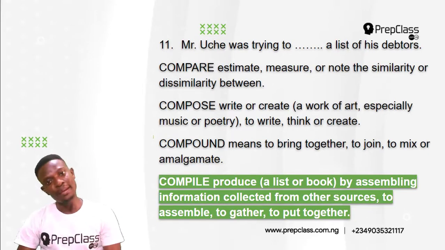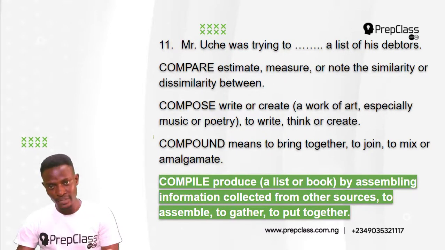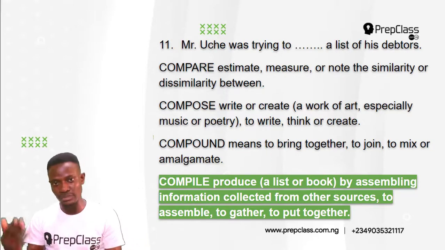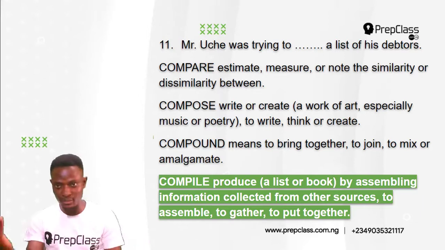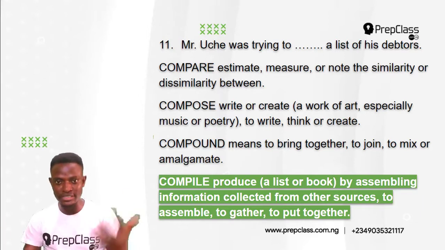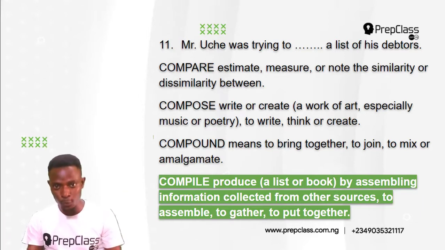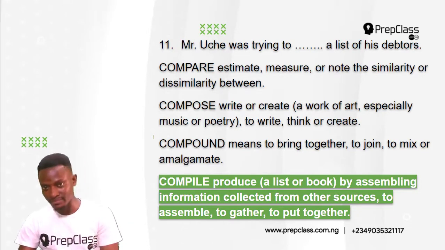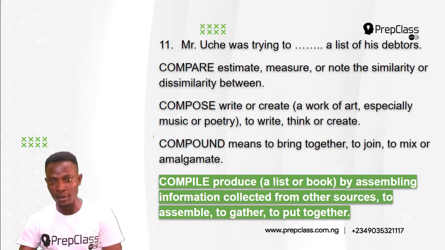Now, to compare means to estimate, to measure. This would actually mean that Mr. Uche has two different lists of debtors. He's not trying to compare, to estimate, to measure, or note the similarity or dissimilarity between. No. Option B, compose, means to write or create, especially a work of art, like music or poetry. To write, to think or create.